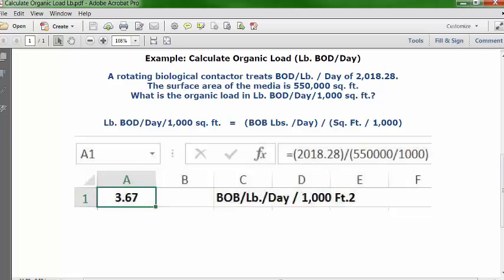Type in this formula: equals sign, open parenthesis, 2018.28, close parenthesis, division key, open parenthesis, 550,000, division key, 1,000, close parenthesis, and press enter or the return key. And in cell A1 is your answer: 3.67 pounds of BOD per day per 1,000 square feet, 3.67.